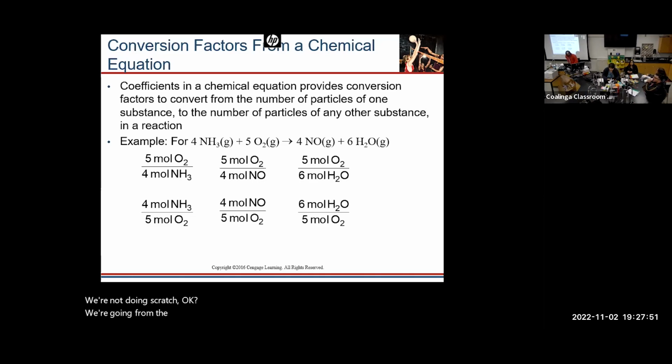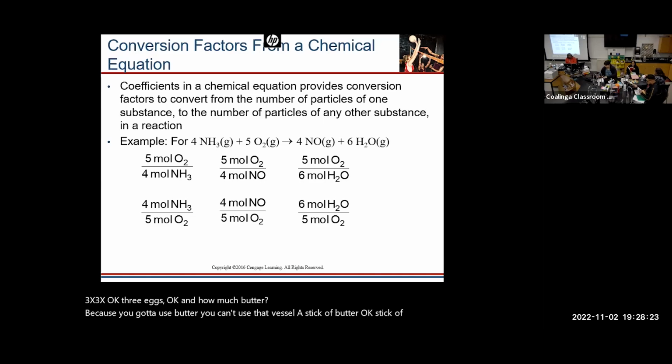Everything's pre-measured. So if we're baking a cake from a box, if I'm gonna make one cake, how many boxes of cake mix do I need? Okay, so we need one box of cake mix. How many eggs? Three, depending on the cake. Okay, 3 eggs. And how much butter? A stick of butter, okay.